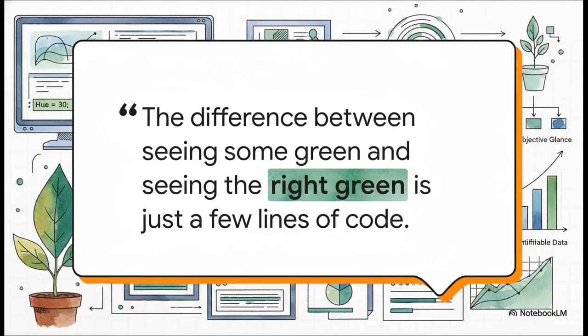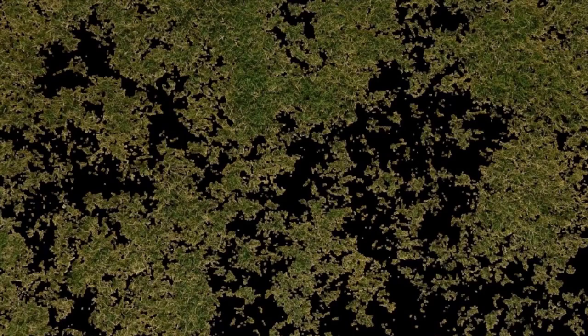So really the whole point is this. We've gone from a subjective glance to a number we can actually trust. The difference between seeing some green and seeing the right green, it all comes down to a tiny adjustment in just a few lines of code.